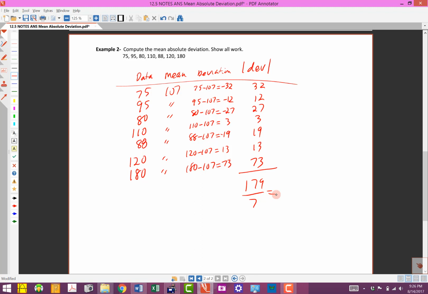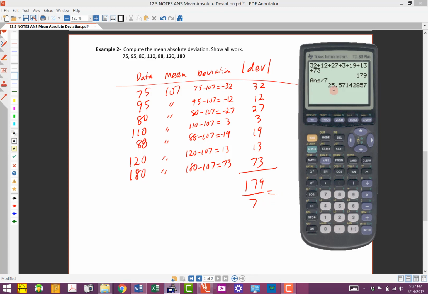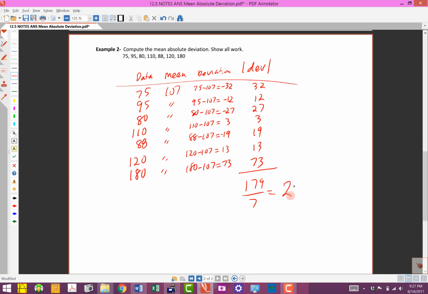And then we're going to divide that by 7 because we want the mean absolute deviation. So we added those all up. We're finding the average deviation. So we went from 32 to 12 to 27 to 3 and all sorts of stuff. We've got those as the deviation for each one of those. So we add them up and divide by 7 to find the average deviation. And we ended up with 25.57. So let's go ahead and round to the nearest tenth. We're going to call that 25.6. So 25.6. So that is the mean absolute deviation.